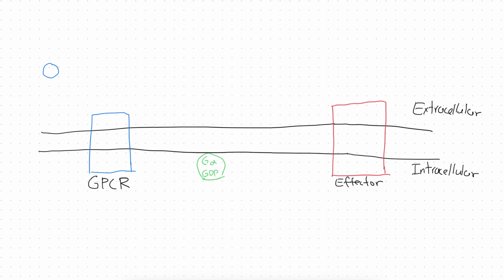All right, and then we also have G beta and gamma. G beta and gamma are also bound to the G alpha subunit at first, at the resting state, but they are also lipid anchored. So G beta and gamma is going to be here, over here. So we have G beta and G gamma. I'm just going to write them as G beta and gamma over here. Okay, so this is the initial state.